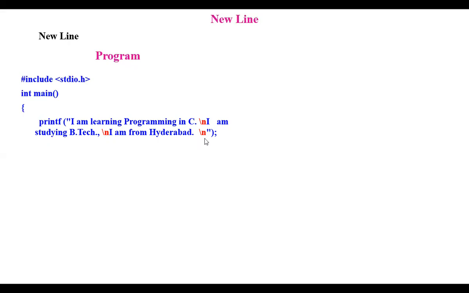That's another new line character and closed. Now, let us complete this program and run, compile and execute. Here, a new line character is introduced. Even though we have one single printf, we have introduced a new line character. Let us see the output.